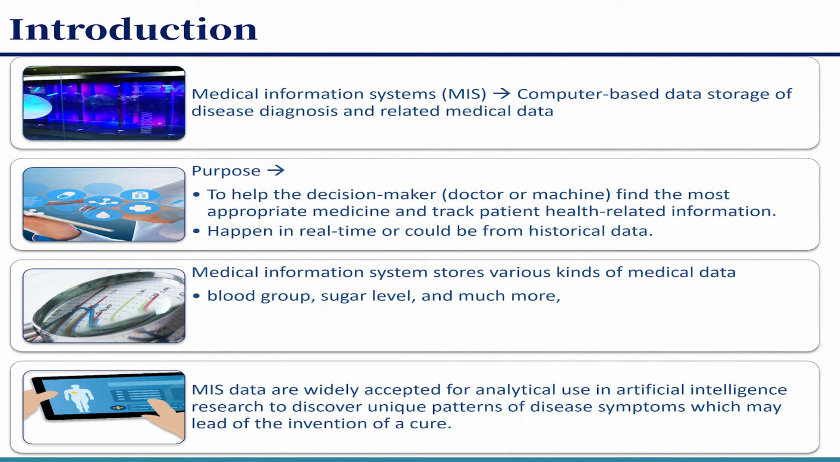Next we have the medical information system, which stores various kinds of medical data. For example, blood groups, sugar level, blood tests, and many other things. Your hypertension, whether you have high blood pressure or low blood pressure, this type of medical information is stored in an MIS system. So MIS data are widely accepted for analytical use by AI researchers.